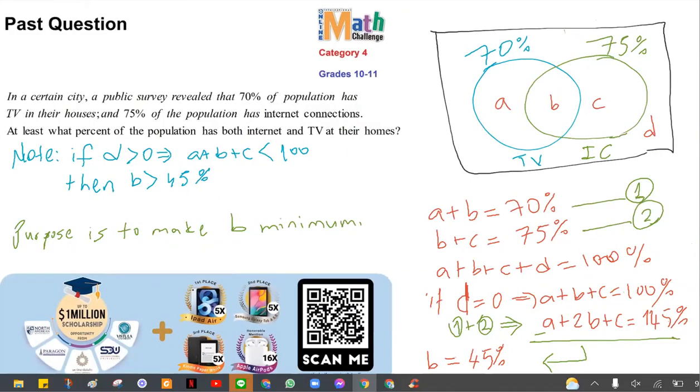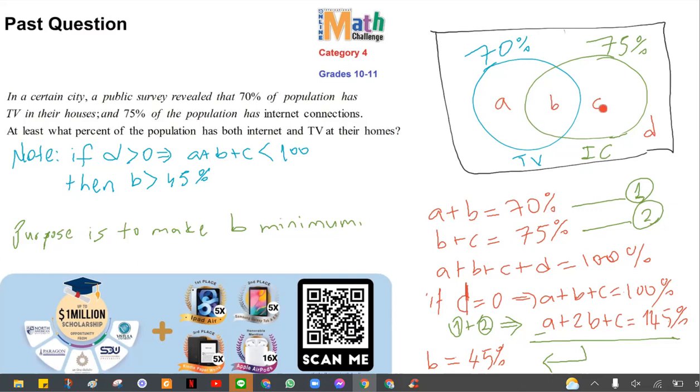Okay, let's check the final question. So this is about sets. In the question, there is a population, 70% use TV, 75% use internet connection. And what is the least amount who use both? So first, we made a Venn diagram to represent our question. The blue one shows the people who watch TV. The green one shows the people who use internet connection.